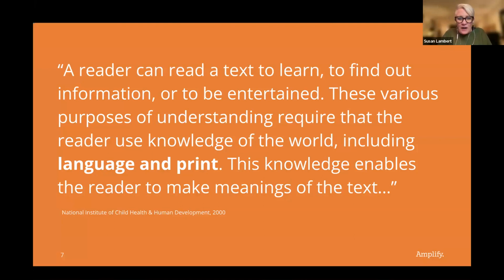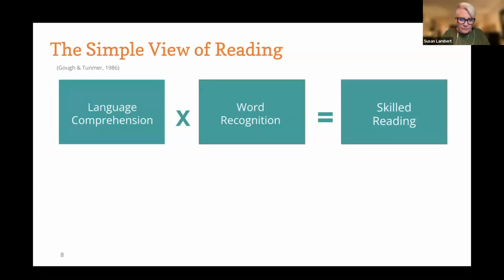Great definition that I pulled out from the year 2000, right? A reader can read a text for multiple things. You can read to find out new information. Eric's going to talk a little bit about how that's relevant in science instruction. You can also read just for fun. But the purposes of reading requires two abilities. Sound familiar? You need to understand something about language, and you need to understand something about print. And those two things really help you make meaning of text. And that's our ultimate goal, right? To help kids make meaning of text.